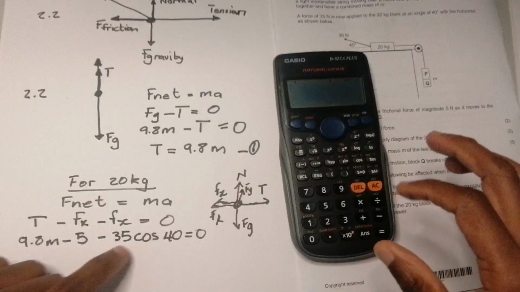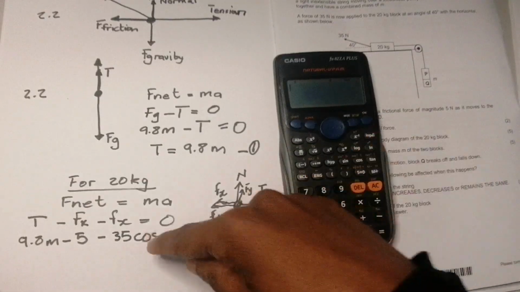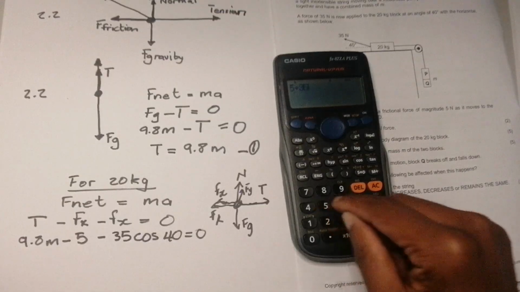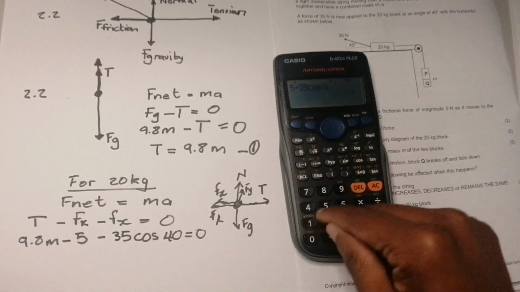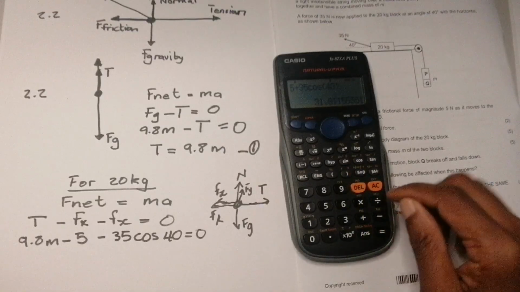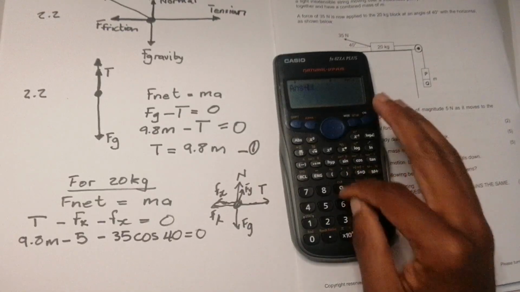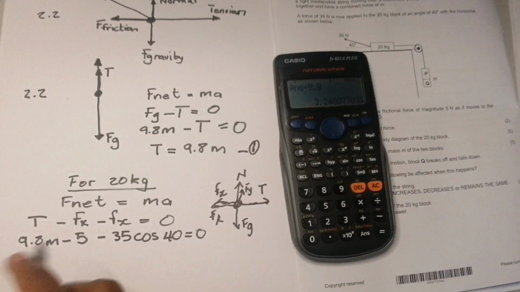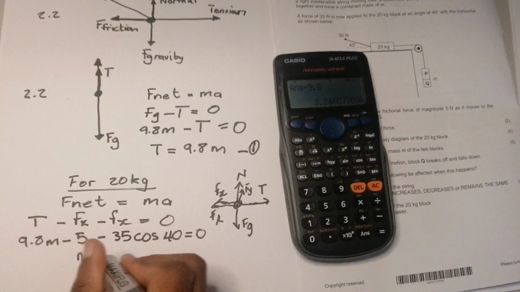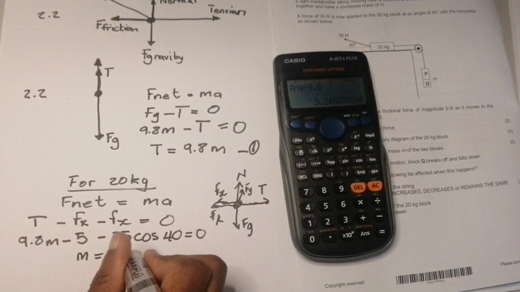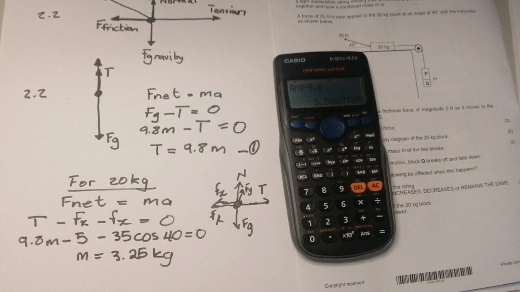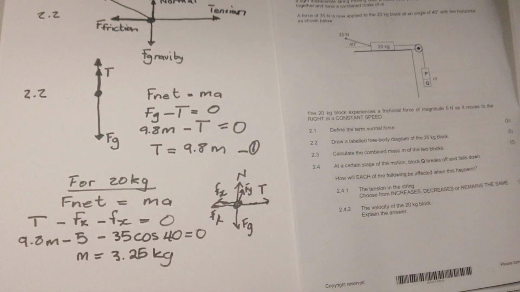I'm going to take those two values to the other side, and of course they become positive, so that's 5 plus 35 cos of 40, and we divide that by 9.8. Please, you can do this on your own, ladies and gents, and that simply means that I get a mass of 3.25 kilograms.